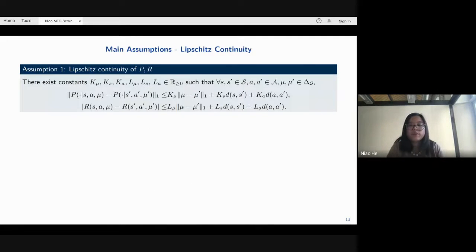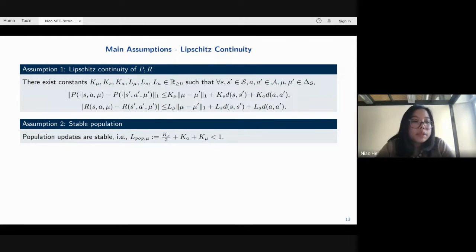Before I go to the theoretical analysis, I wanted to be crystal clear about the assumptions we make. There are a number of them. The first assumption is on the Lipschitz continuity of the operators that we study. It is very mild and also very standard. It says that the transition dynamics and also the reward are Lipschitz in terms of the population mu and the state actions.